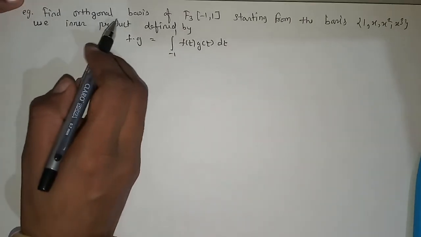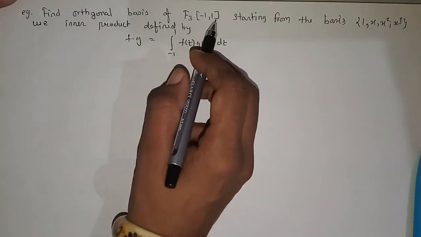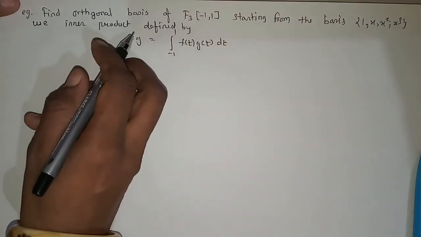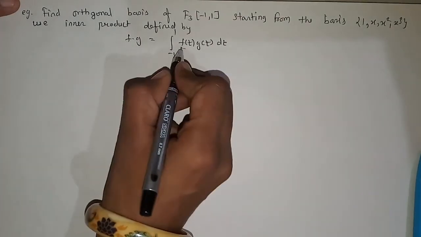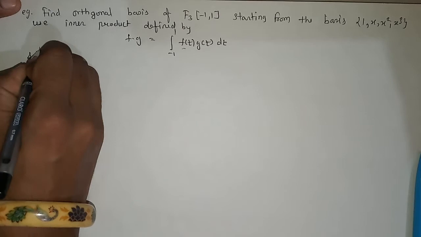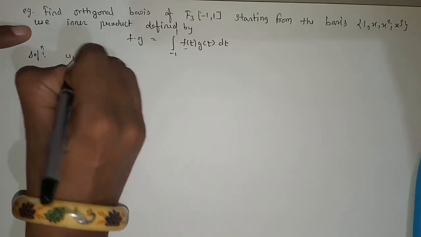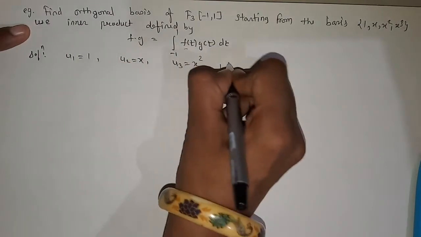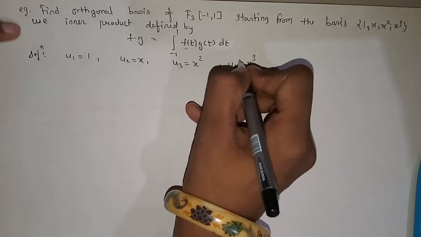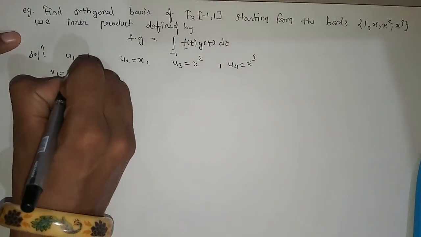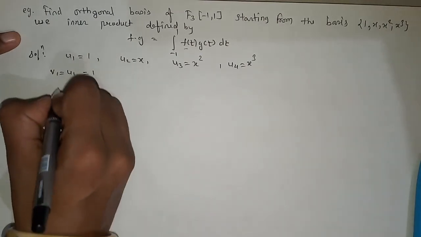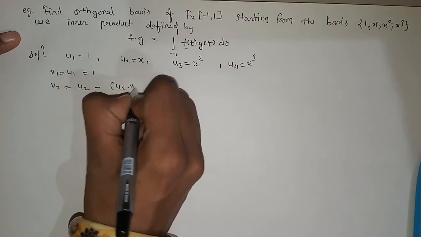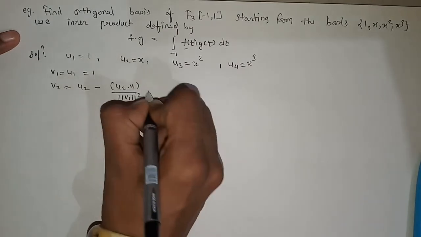Next question, find an orthogonal basis of P3 on [-1, 1] starting from the basis 1, x, x square, x cube. Use the inner product defined by this. So we have to use this definition for the inner product. So solution, first of all we have u1 as 1, u2 as x, u3 as x square and u4 as x cube. Now initially we are supposing that v1 and u1 are equal, so v1 is equal to 1. Now v2 is equal to u2 minus inner product of u2 and v1 upon norm of v1 square into v1.